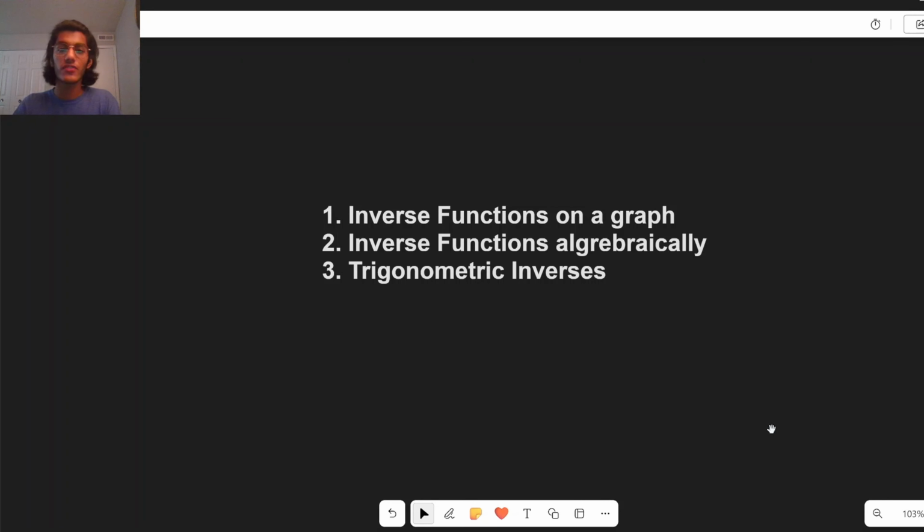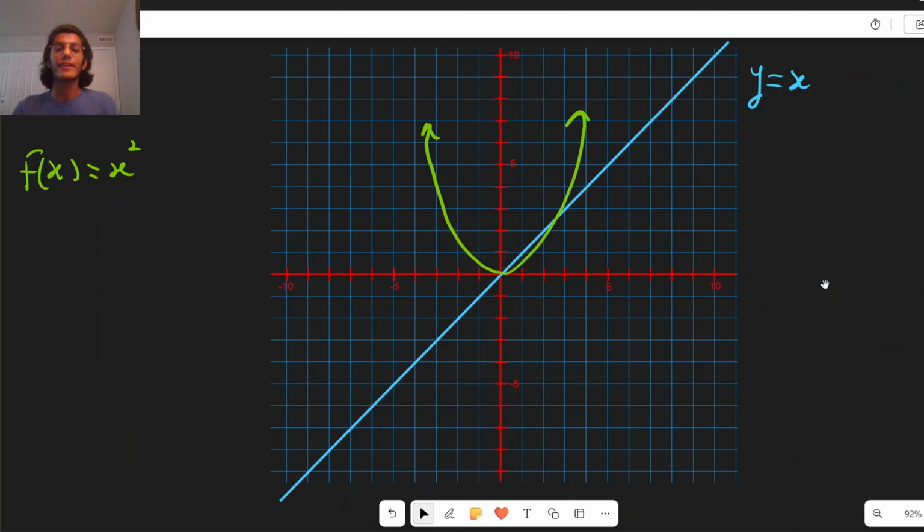Okay, so by the end of this video we will learn how to represent inverse functions on a graph, how to figure out inverse functions by doing some algebra, and we're going to spend a little bit of time on trigonometric inverses. Now up on my screen you'll see that we have the function f of x equals x squared plotted. And along with that, you see this blue line here, which is y equals x.